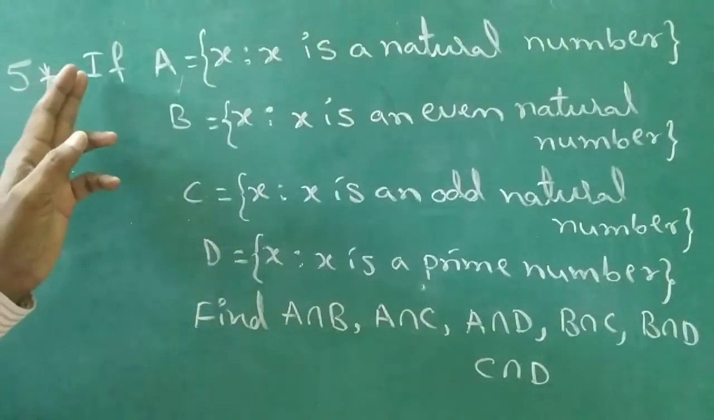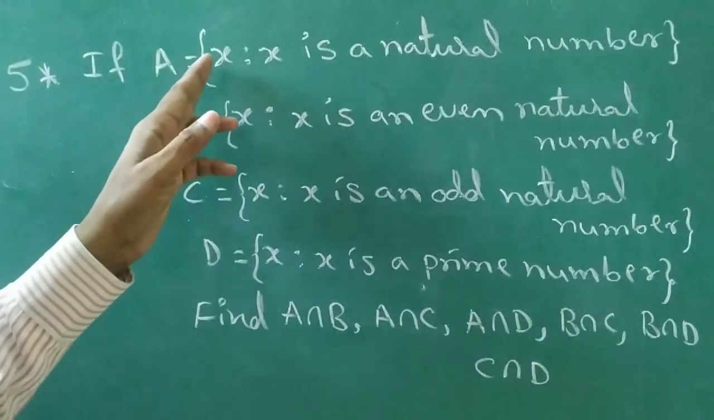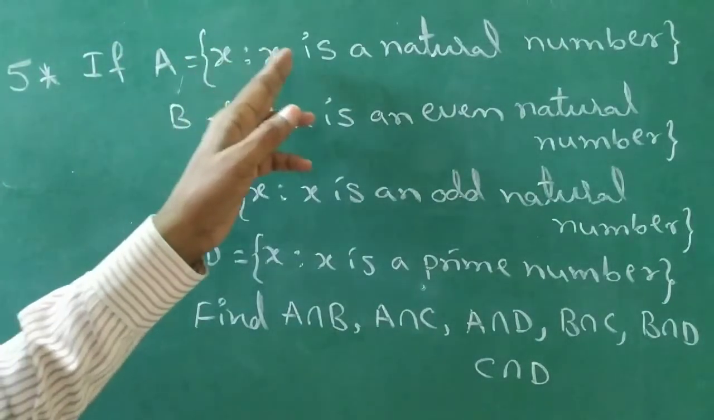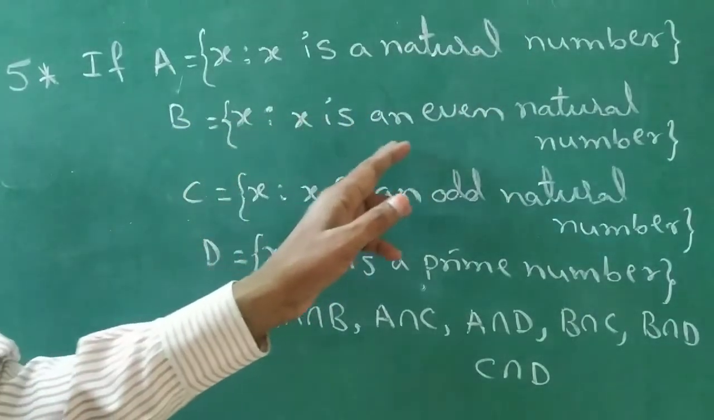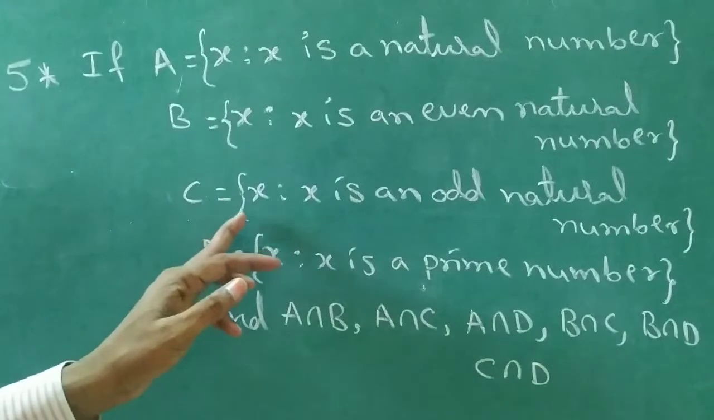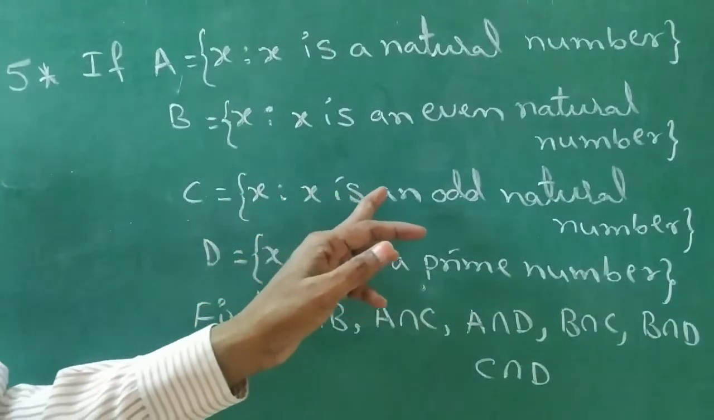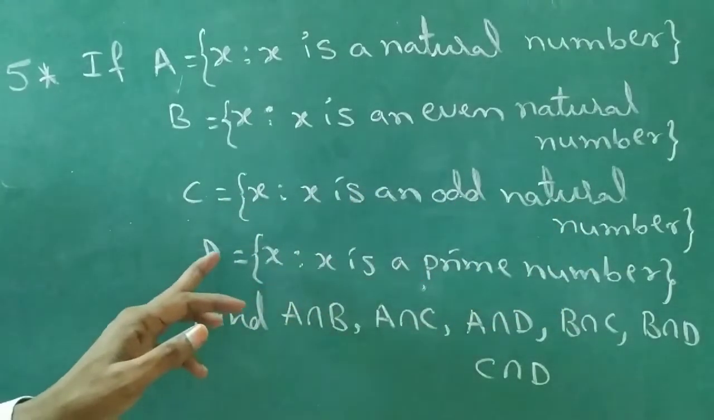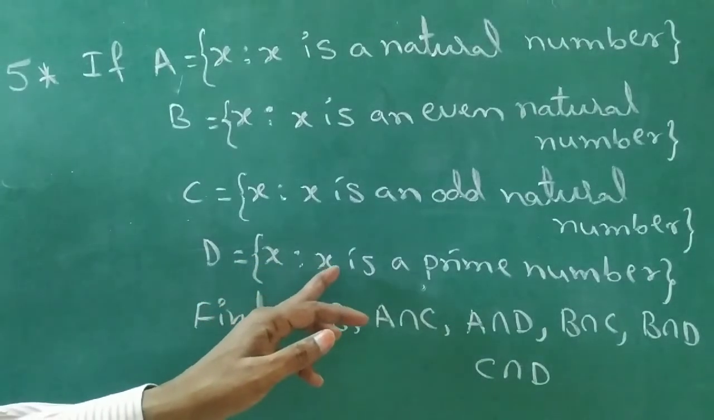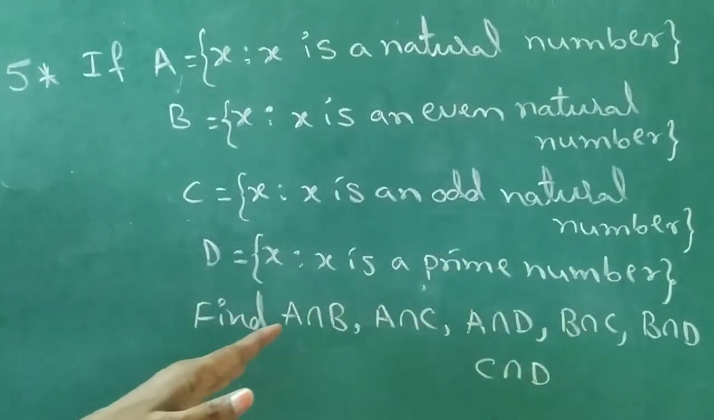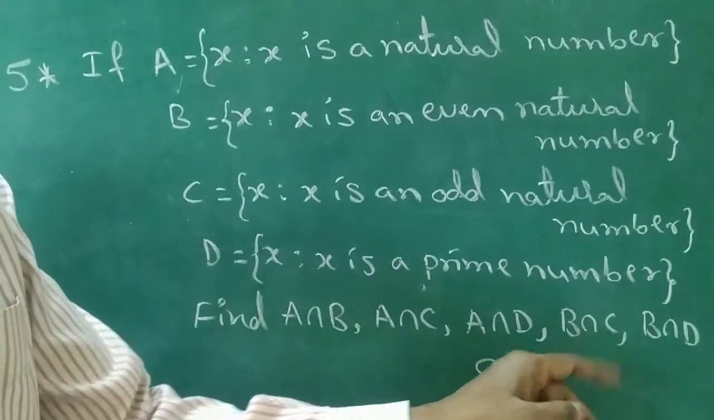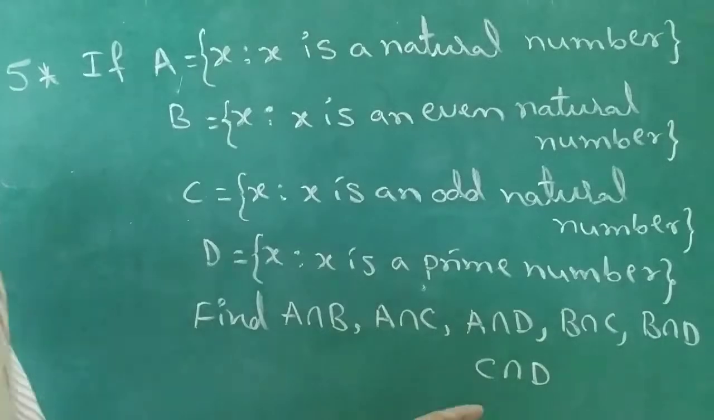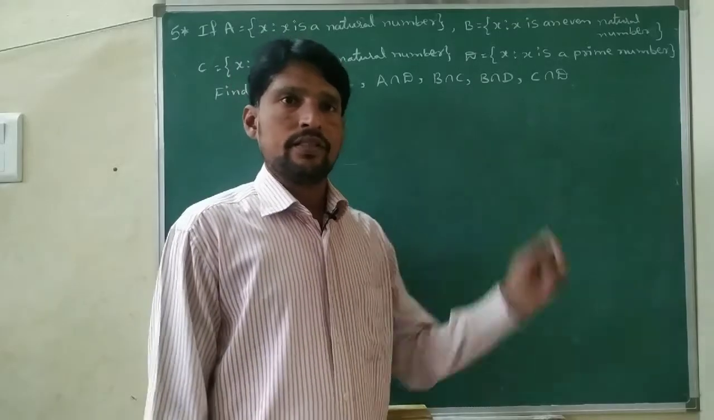Now fifth question. If A equal set of X such that X is a natural number, B equal set of X such that X is an even natural number, C equal set of X such that X is an odd natural number, D equal set of X such that X is a prime number, then find A intersection B, A intersection C, A intersection D, B intersection C, B intersection D, and C intersection D. Let us see the solution.